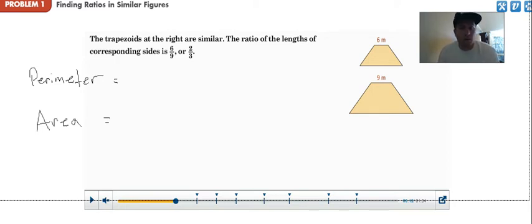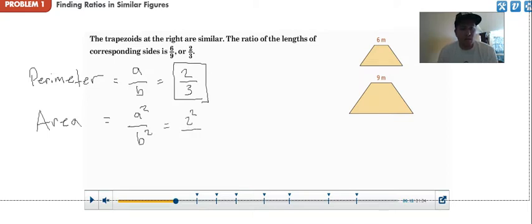So for our perimeter, if we're trying to find what that ratio is going to be, it's just going to be A over B, and it gave us that right there, which is 6 over 9, but we simplify that, it's going to be 2/3. And when we're trying to find the ratio for the area, it's the same thing, but we are going to square A and B. So we're going to get 2 squared over 3 squared. This is going to give me 4 over 9. And we can't simplify that anymore, so that's going to be my ratio right here.